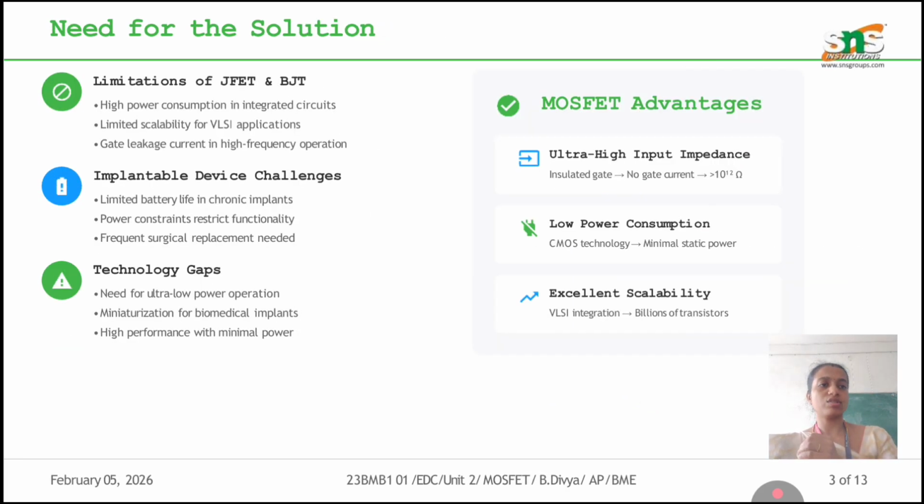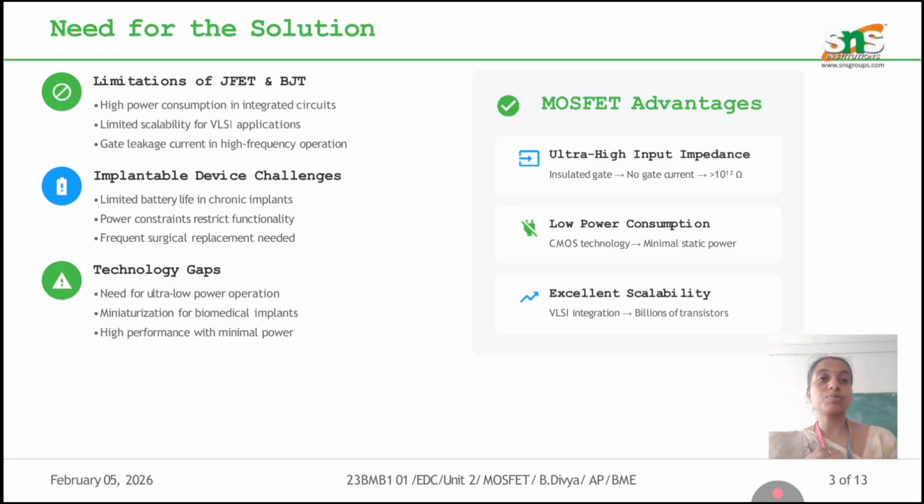Next, need for the solution. What is the need to go for this type of implantable devices, specifically with the MOSFET? Limitations of JFET and BJT. We have some limitations, so since we have some limitations in JFET and BJT, we are moving on to another type of transistor called the MOSFET.